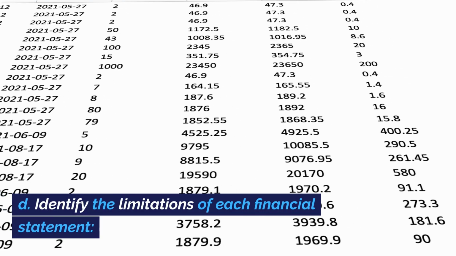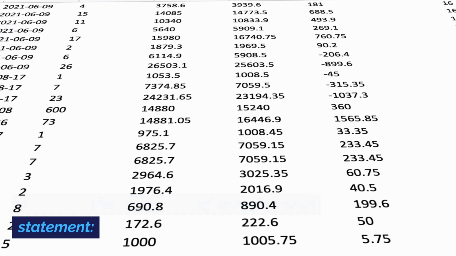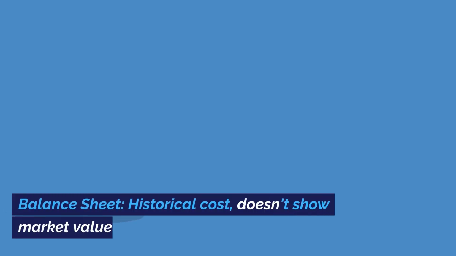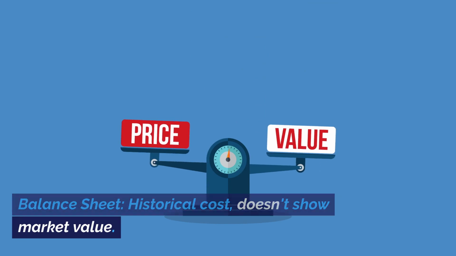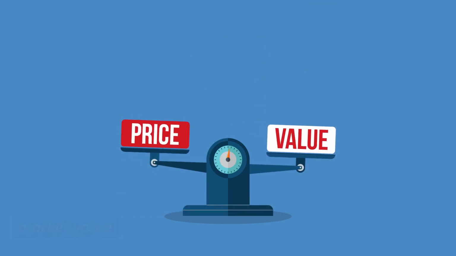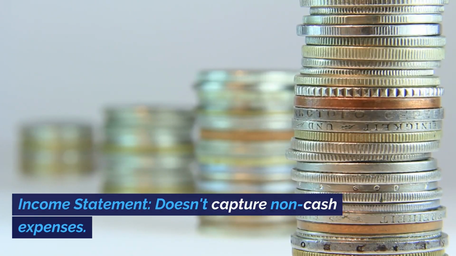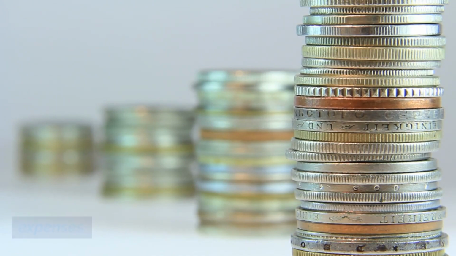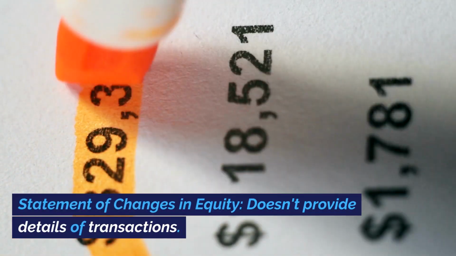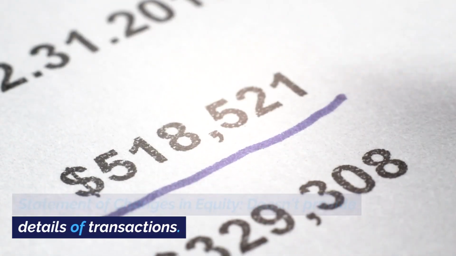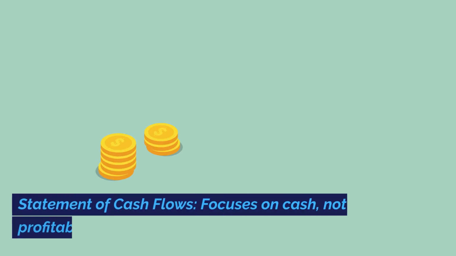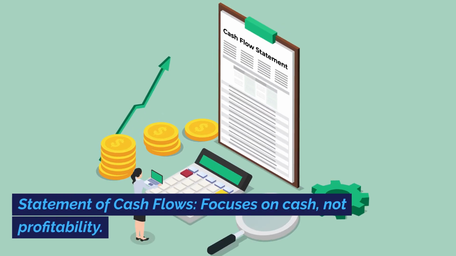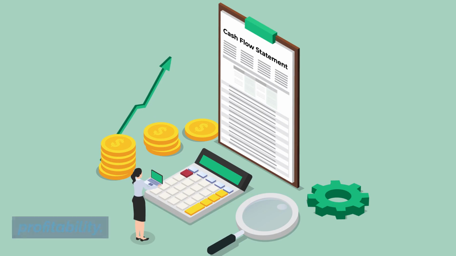D. Identify the limitations of each financial statement. Balance sheet: historical cost doesn't show market value. Income statement doesn't capture non-cash expenses. Statement of changes in equity doesn't provide details of transactions. Statement of cash flows focuses on cash, not profitability.